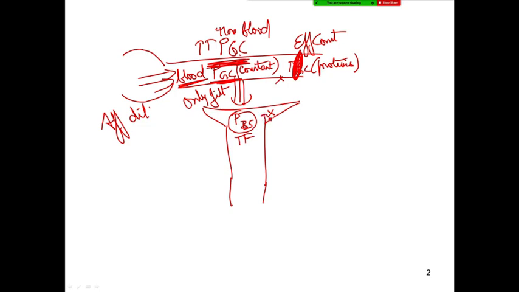Give me a condition when hydrostatic pressure in the Bowman space increases. Constriction of the ureter. If there is an obstruction to the outlet, any ureteric obstruction. Give me causes for ureteric obstruction.